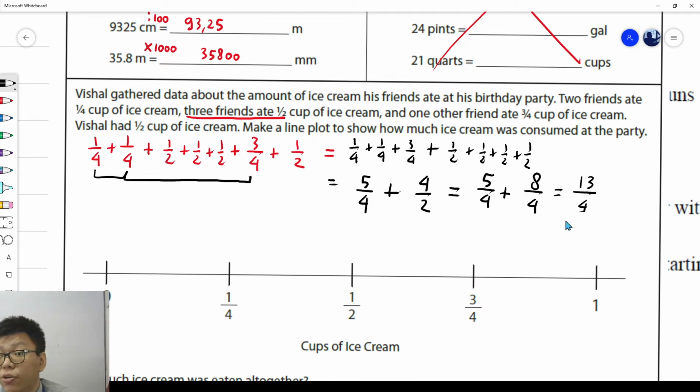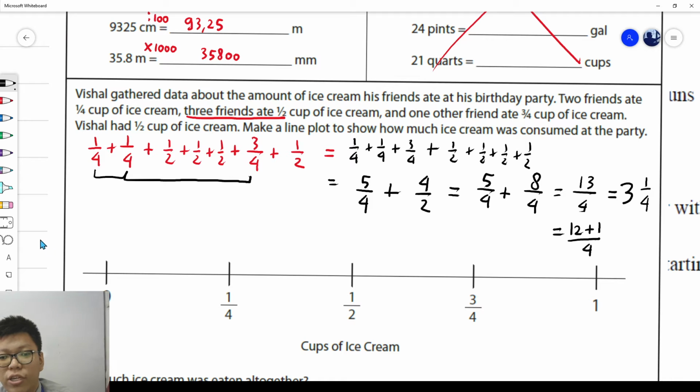You can leave it like this, or you can make it a mixed fraction. 13 divided by 4 is 3, because 12 divided by 4 is 3, and 1 quarter remains. Or you can make it like this: 12 plus 1 over 4. 12 over 4 is 3, and the remainder will be 1. Oh, sorry, this is 4. Okay.